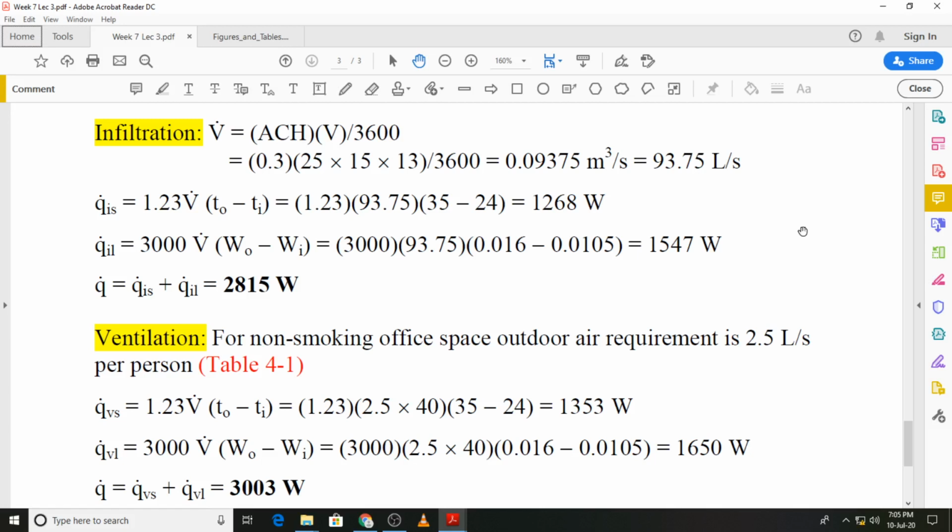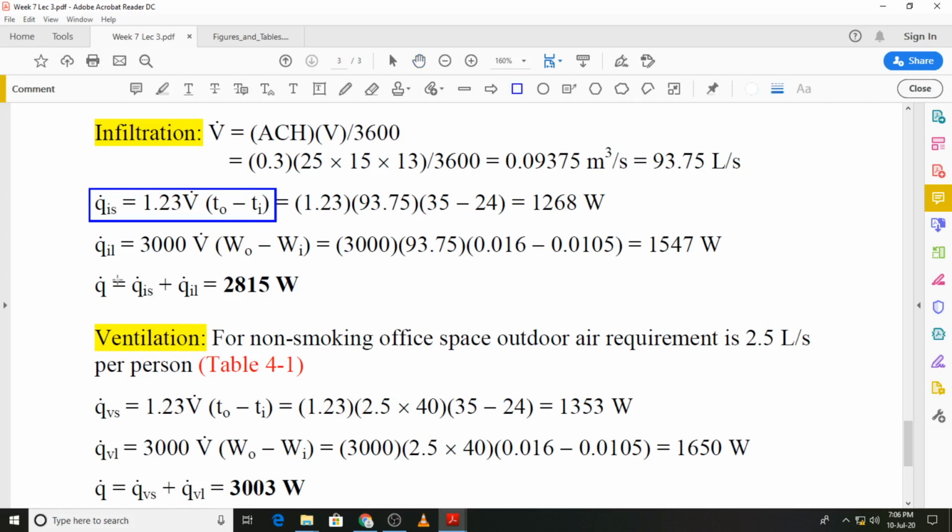Then we calculate the infiltration load. Again, that has two components, the sensible and the latent components. The formulas are given to you. You can see over here, that is the sensible load due to infiltration, and T naught minus Ti is the temperature difference between the outside and inside design conditions. That gives us a value of 1268 watts.